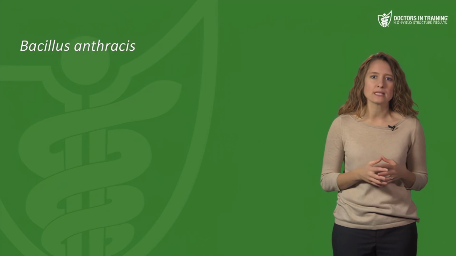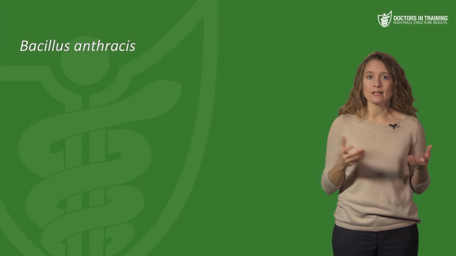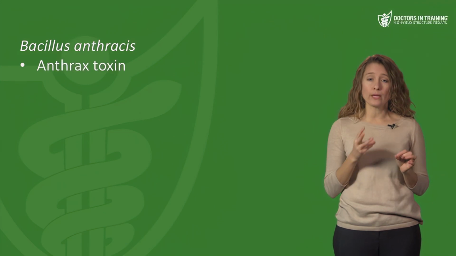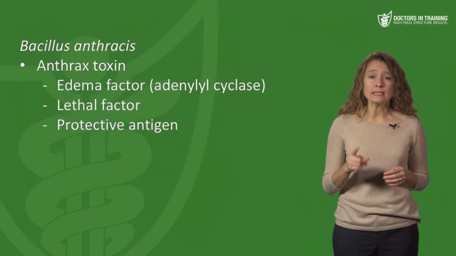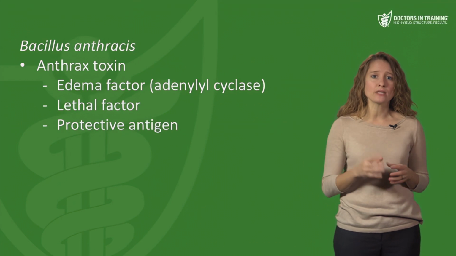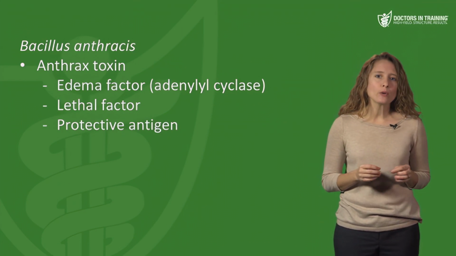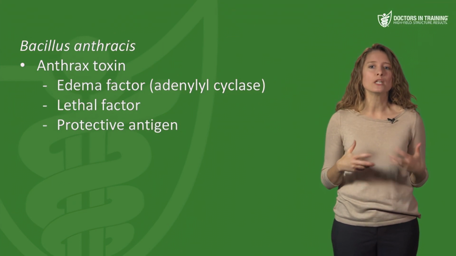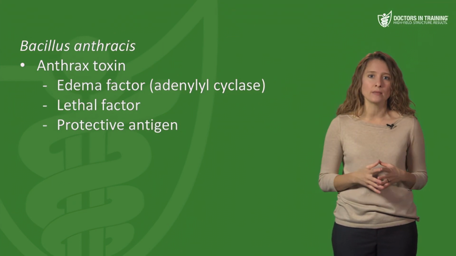Okay, Bacillus anthracis. Now, this is an organism that causes anthrax. Bacillus anthracis produces anthrax toxin with three components. These components are edema factor, lethal factor, and protective antigen. What I want you to remember is that edema factor is adenylyl cyclase, which increases cyclic AMP and causes edema.